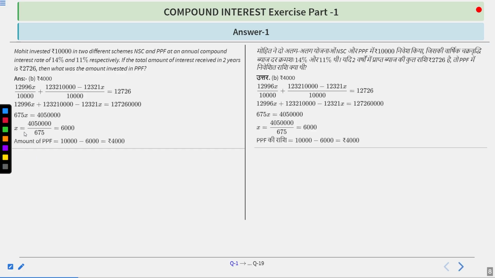Therefore, if x is 6,000, then amount on PPF was 10,000 minus x. Therefore, 10,000 minus 6,000, that becomes equal to 4,000 is the amount that has been invested in the scheme PPF. So option B is the correct answer.